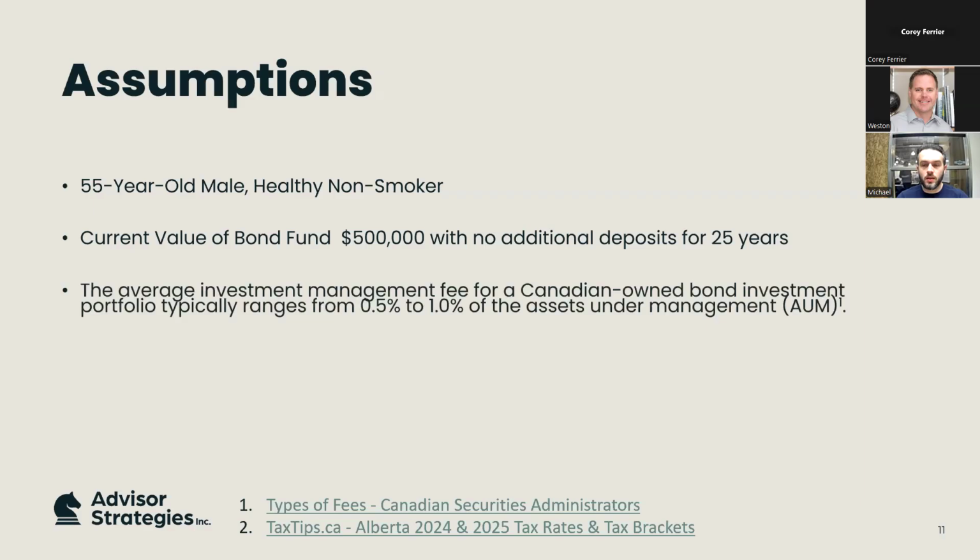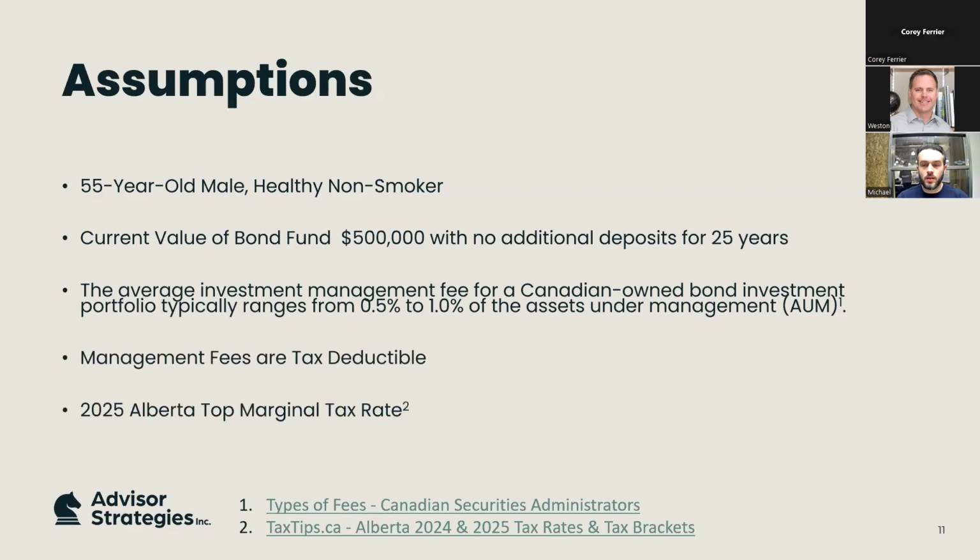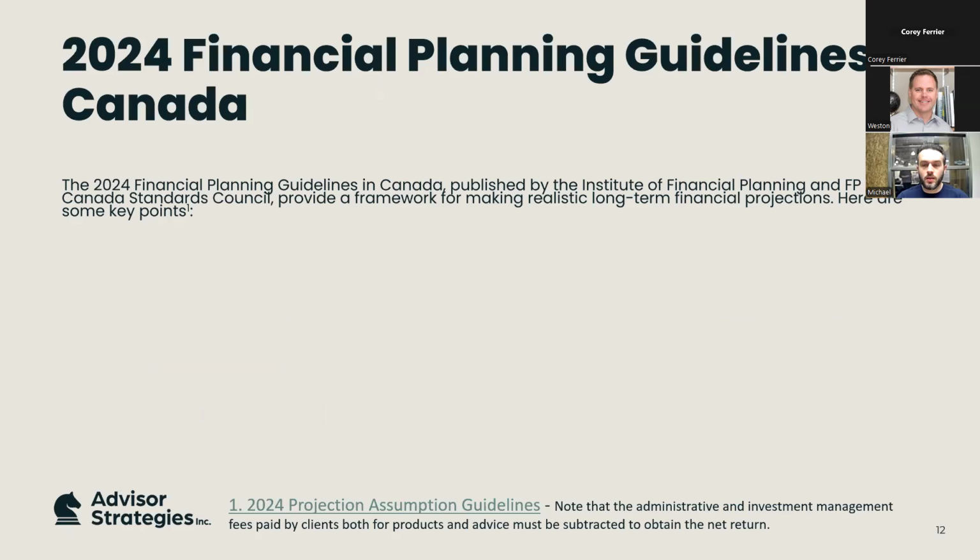The average management fees on a bond fund in Canada would be somewhere between 0.5 to 1% of the AUM. Again, these are pulled from the CSA and taxtips.ca, so you can verify those. In this scenario, I've made management fees tax deductible, and I'm using the Alberta top marginal tax rate in this illustration. And then the other thing is, okay, what kind of returns are we going to be using?